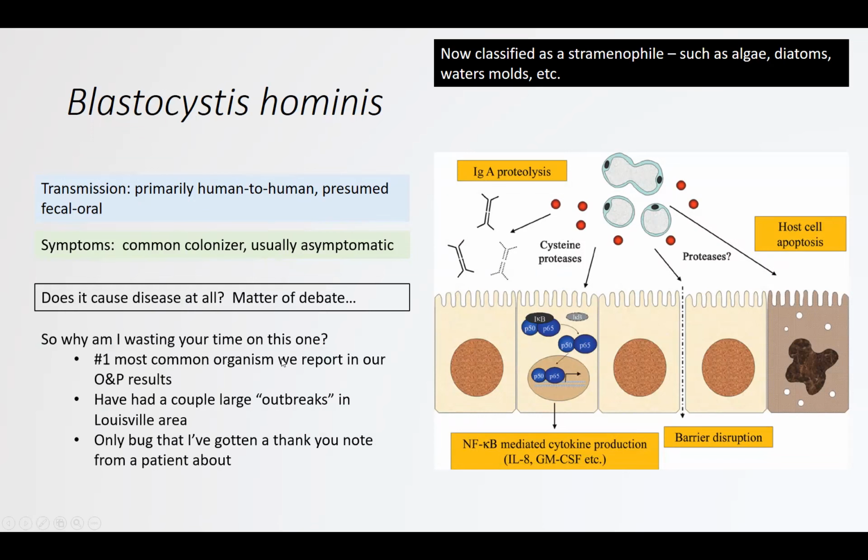So if we really don't know about it, why am I wasting your time talking about this one? I mean, here it is, it's 12:30 and I'm still going on. Well, I bring this one up because it is the number one most common bug that we do report in our O&P results. We see more Blastocystis than we see Giardia or Crypto or any of the others. It's our number one and has been forever.